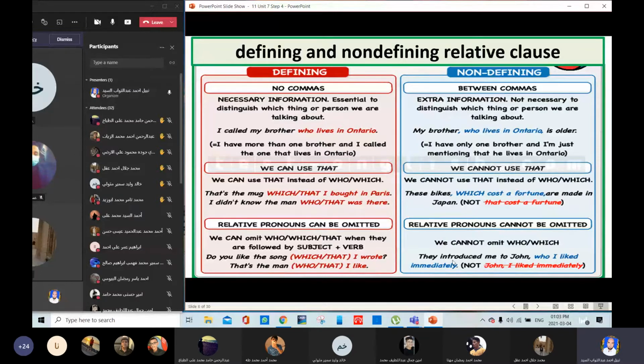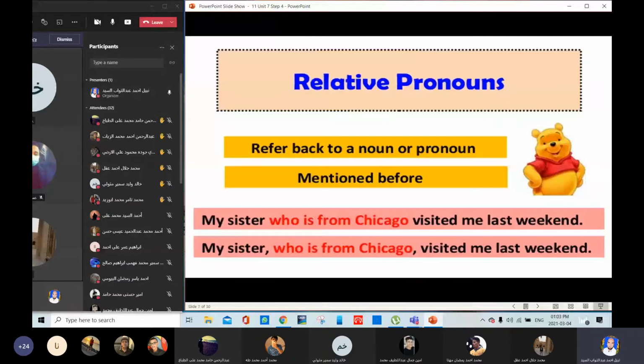What's the difference in meaning between these two sentences? زي ما نشايف هنا نفس الجملة بس في فصلتين هنا. There are two commas and there are no commas. Who can explain? My sister, who is from Chicago, visited me last weekend. My sister who is from Chicago visited me last weekend. What's the difference in meaning? عبد الرحمن زياد.